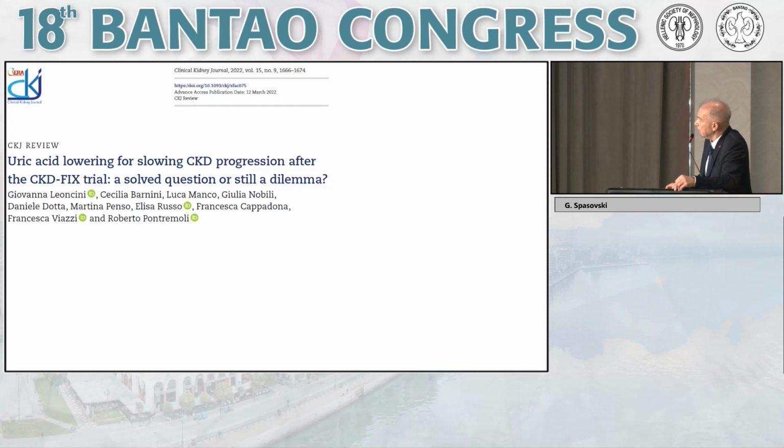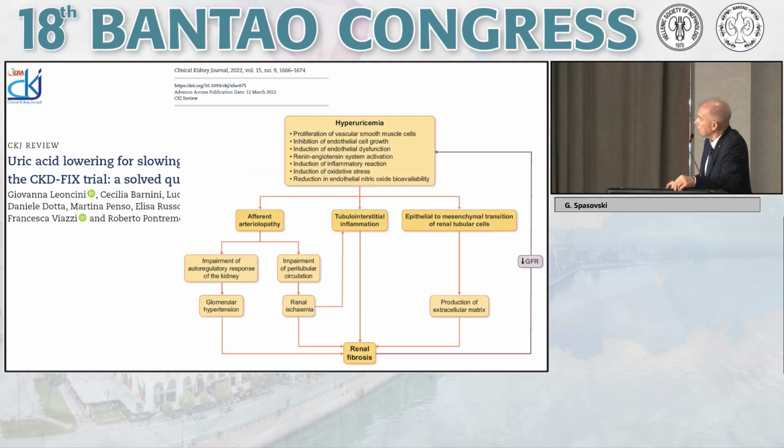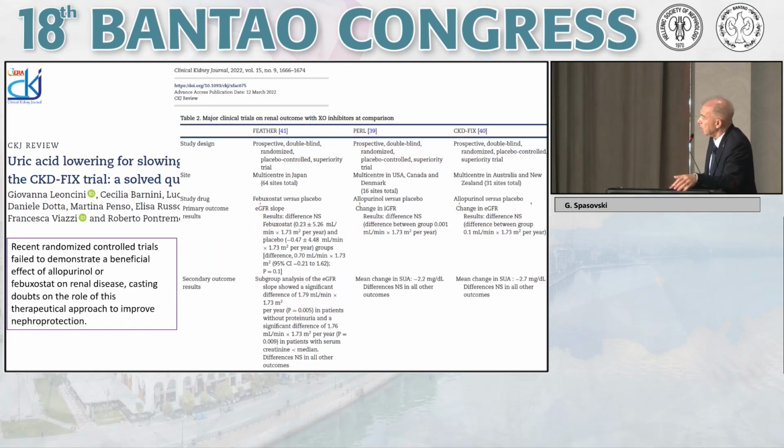But this is an even better study. The CKD-FIX trial was introduced here with other trials to finally solve the question whether we have improvement when treating uric acid or not. And what has been presented, unfortunately, is that in all of these randomized controlled trials, it failed to be demonstrated that there is a beneficial effect of allopurinol or febuxostat on renal disease improvement or slowing the progression. Apart from this, in a subgroup analysis in patients without proteinuria and those with creatinine below median, they experienced in the treatment group a significantly slower decline in eGFR with febuxostat.